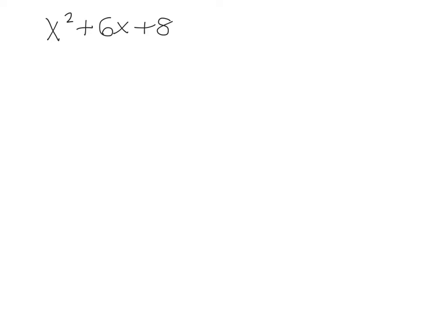So this is the second example. Again, it's a trinomial. There are three terms, so I'm going to be factoring it into two binomials. And also remember that the directions will say factor. It'll just say factor. You're just going to have to know that right now you're using the third type of factoring, which is factoring a trinomial.